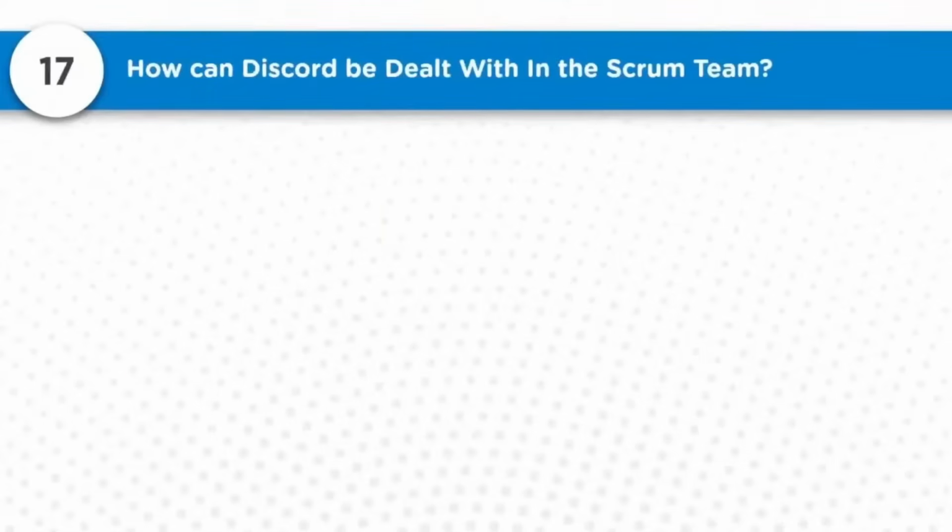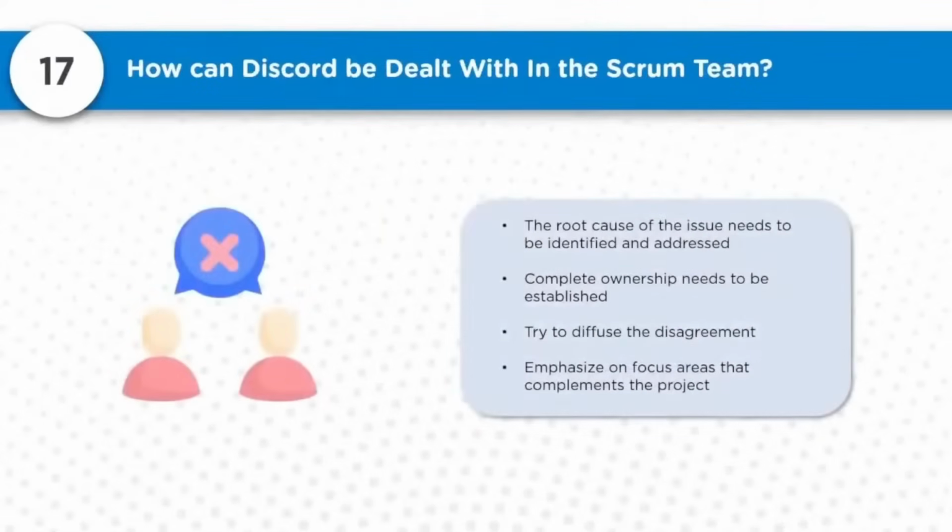Question number 17. How can discord be dealt with within the Scrum team? Now the root cause of the issue needs to be identified and addressed. Complete ownership needs to be established when you deal with this and try to diffuse the disagreements. So emphasizing the focus area that complements the project. So here when we take up any of the discussions, any of the opportunities or any actions we take, everything should be revolving around the ultimate objective of whatever we are doing.